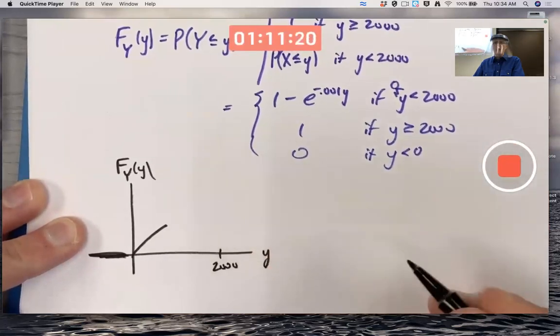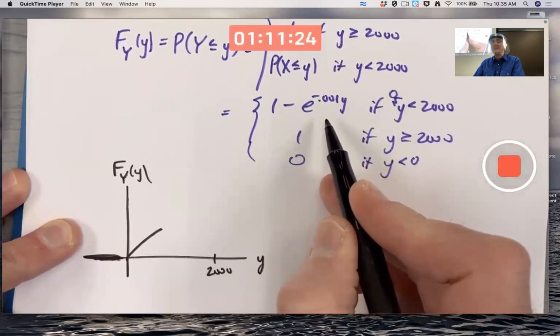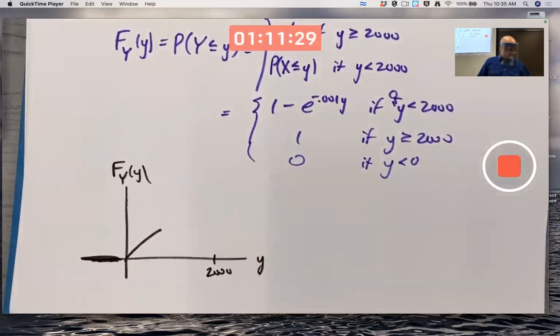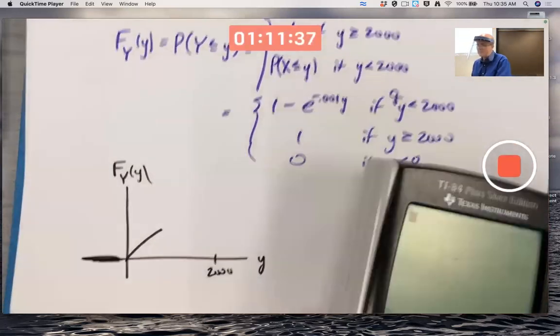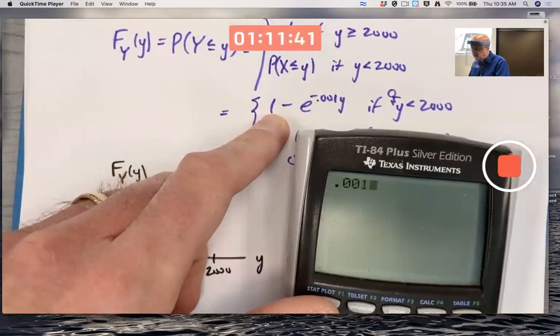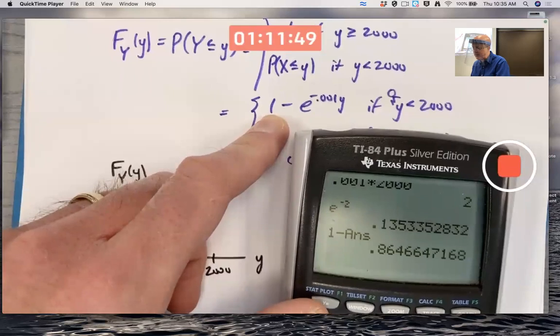But as y approaches 2,000 from the left, this does not approach 1. Does it approach? Replace y with 2,000. 0.001 times 2,000. E to the negative 2. Not 0. 1 minus that is not 1. It's about 0.865.